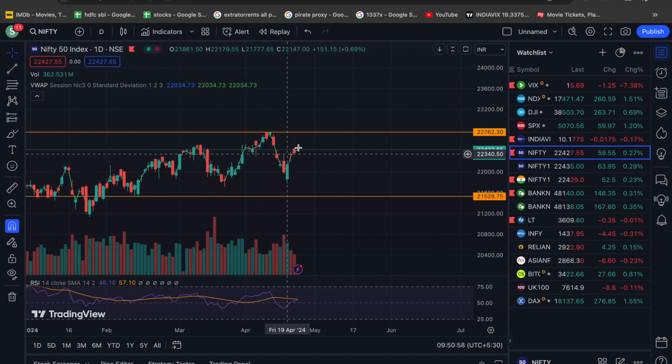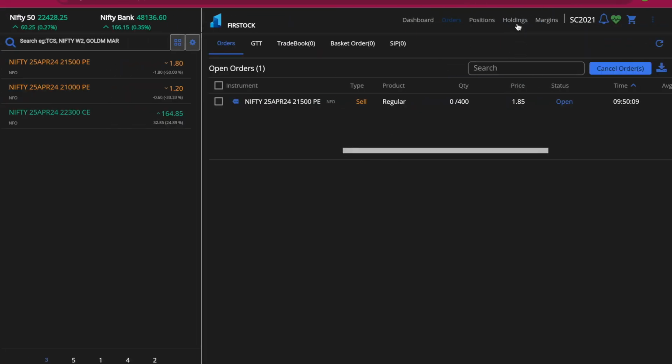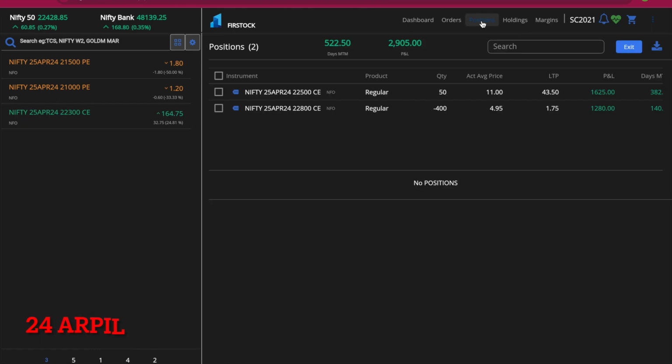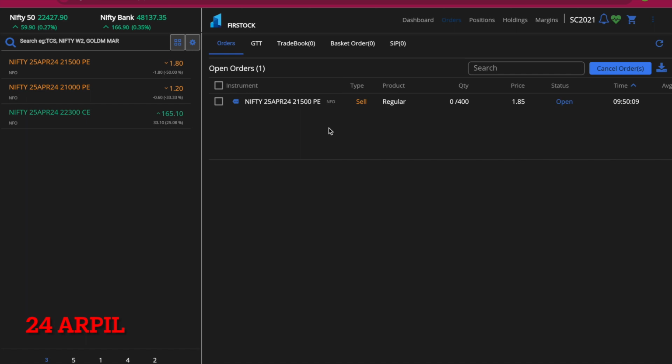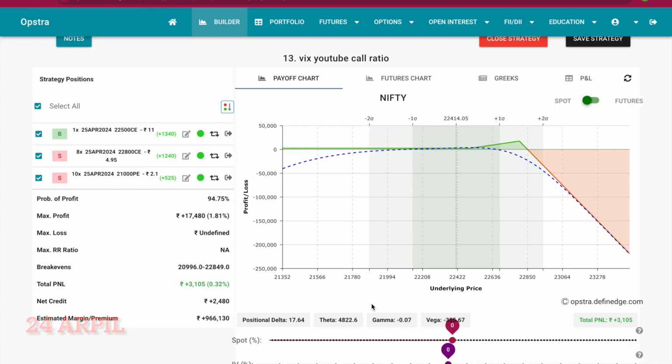And now today the market is quite flattish, and this is Wednesday. Tomorrow will be expiry. What we're trying to do, we're trying to just sell some lots of PE over here. Okay, so we are selling 20,500 PE. We just reload this.